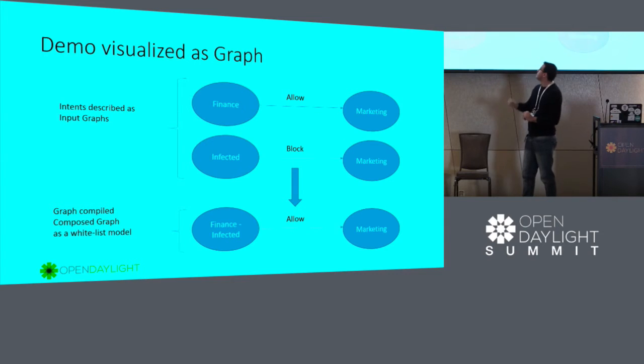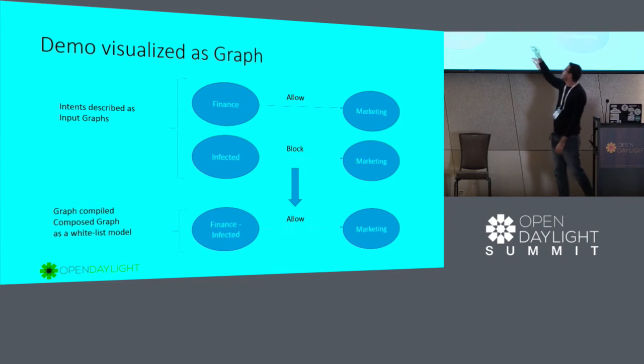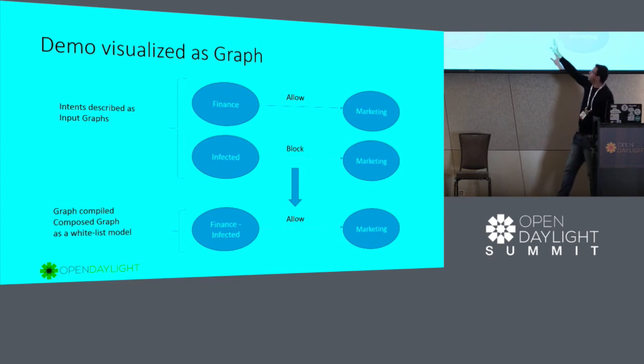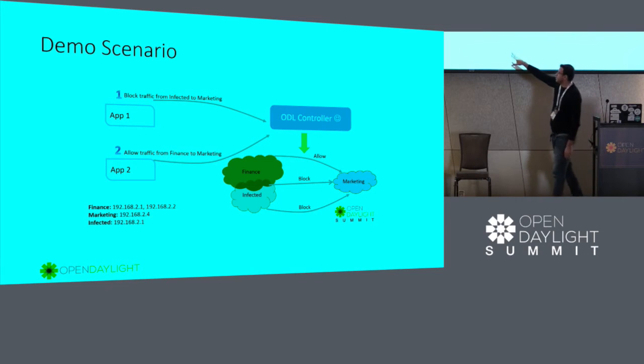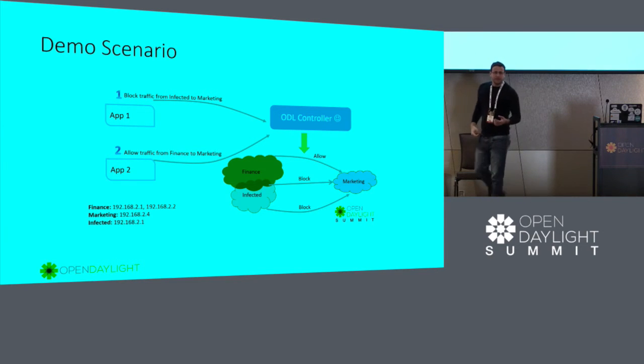We have a demo for the graph where we have the finance group and the marketing group, and we are trying to allow traffic between marketing and finance. On the other hand, we have an infected group that we should block from communicating with marketing. But the infected group and the finance group overlap, because the infected device is part of the finance group. It means that we have a conflict here.